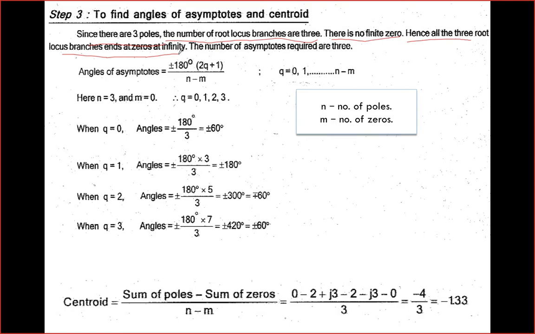அப்போது அசிம்டோட்ஸை வச்சுக்கிட்டு தான் நம்ம ரூட் லோக்கஸ் வரைய போகிறோம், பிரான்ச் வரைய போகிறோம். அப்போ அசிம்டோடோட angle நமக்கு தேவை. So we have a formula to find out angles of asymptotes. So you have to remember this formula. Angles of asymptotes is equal to plus or minus 180 degree into (2q plus 1) divided by (n minus m), q is equal to 0, 1, ... up to n minus m minus 1. N is nothing but number of poles and m is number of zeros. Now I am going to pause and I am going to ask a question.